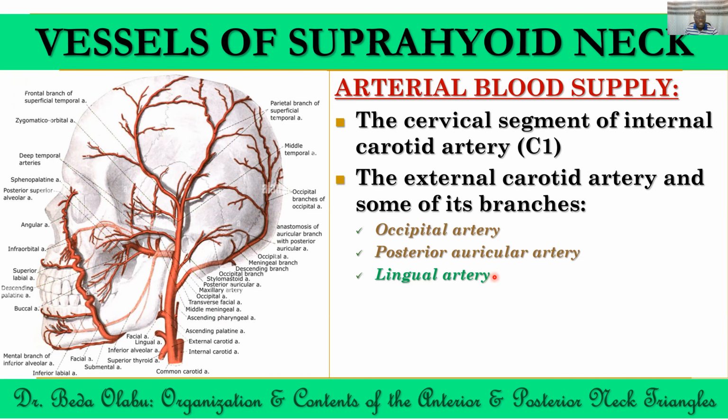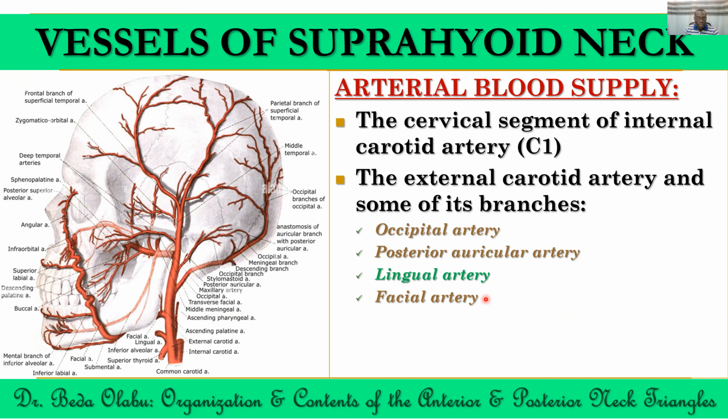I have highlighted it in green because we are going to talk about this particular artery in the suprahyoid neck in great detail. We also have the third anterior branch of the external carotid artery being the facial artery. We will not talk about facial artery in this particular lecture because we already talked about it when we looked at the anatomy of the face and scalp. So we talked about facial artery in great length in that particular lecture.